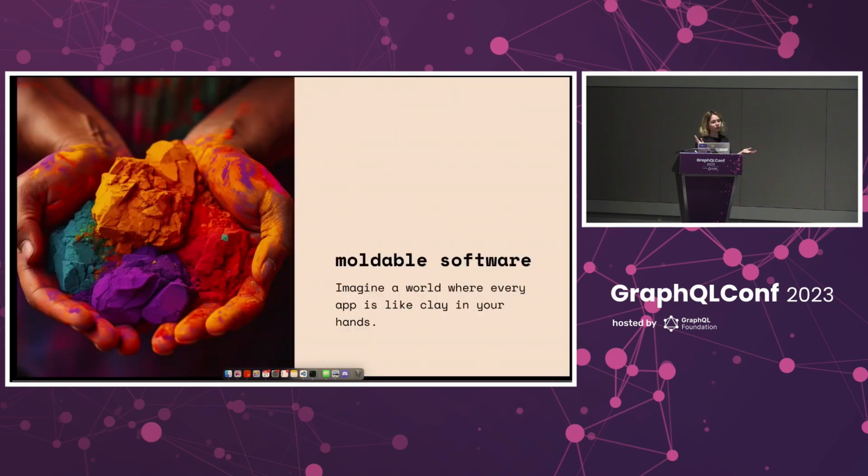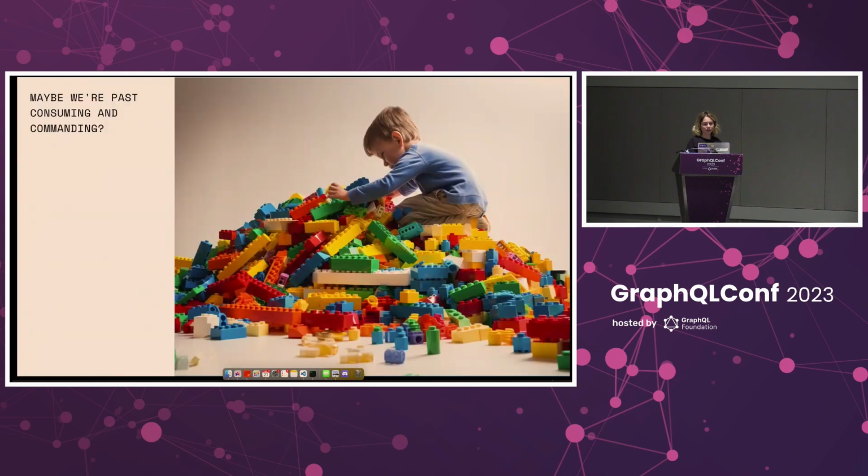So imagine a world where every app is like clay in your hands, and every app is ready to be molded to fit your unique needs. With that, there will be no more settling for good enough. And I believe that with AI and GraphQL and other technologies, this is way, way closer to us than ever before.